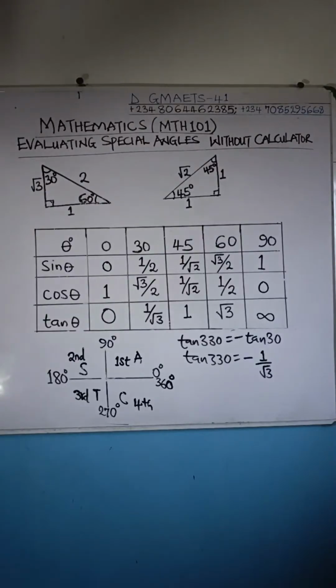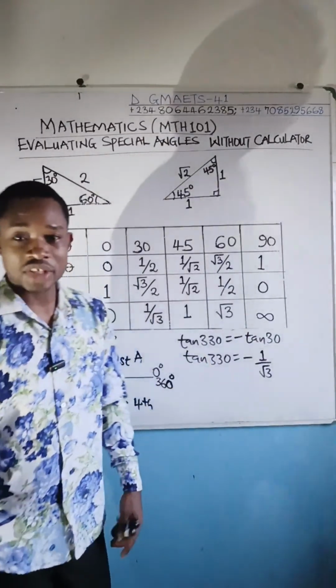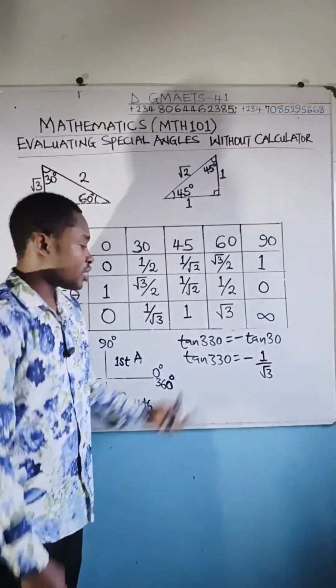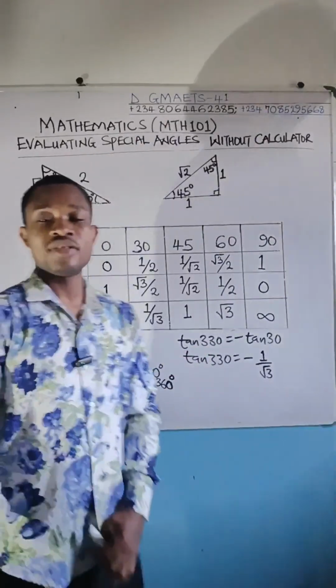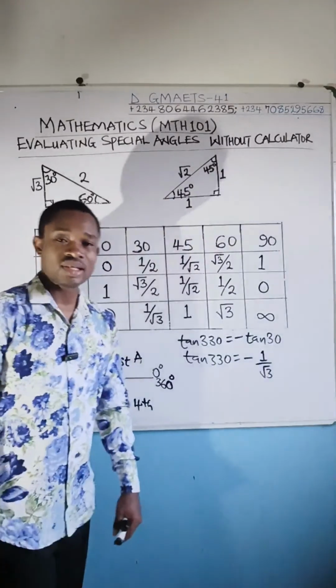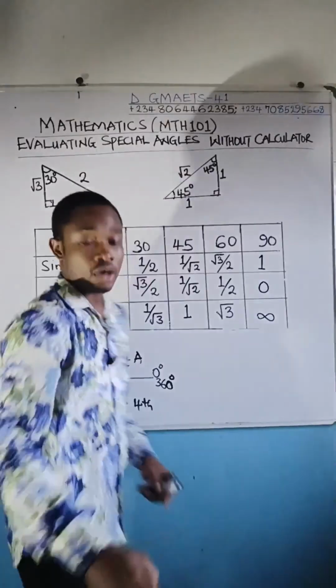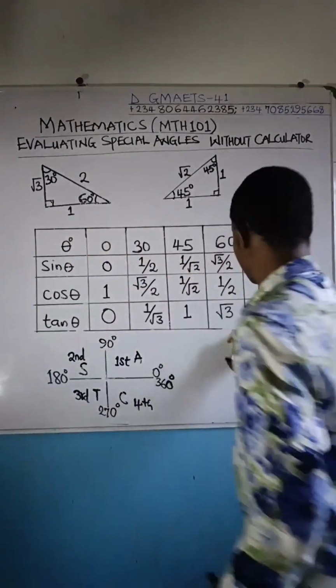All right, so we are close to rounding off. We just evaluated tan 330. After 330 degrees, what is going to be the next special angle? The next special angle is to add 30 degrees to 330, and you will get 360. So we shall evaluate sine 360, cos 360, and tan 360.